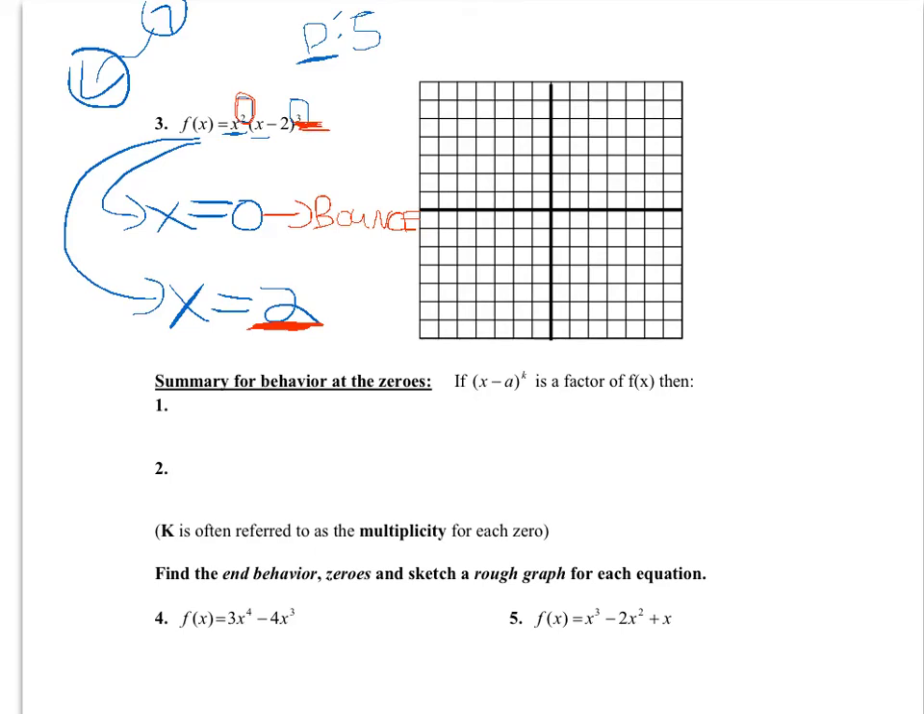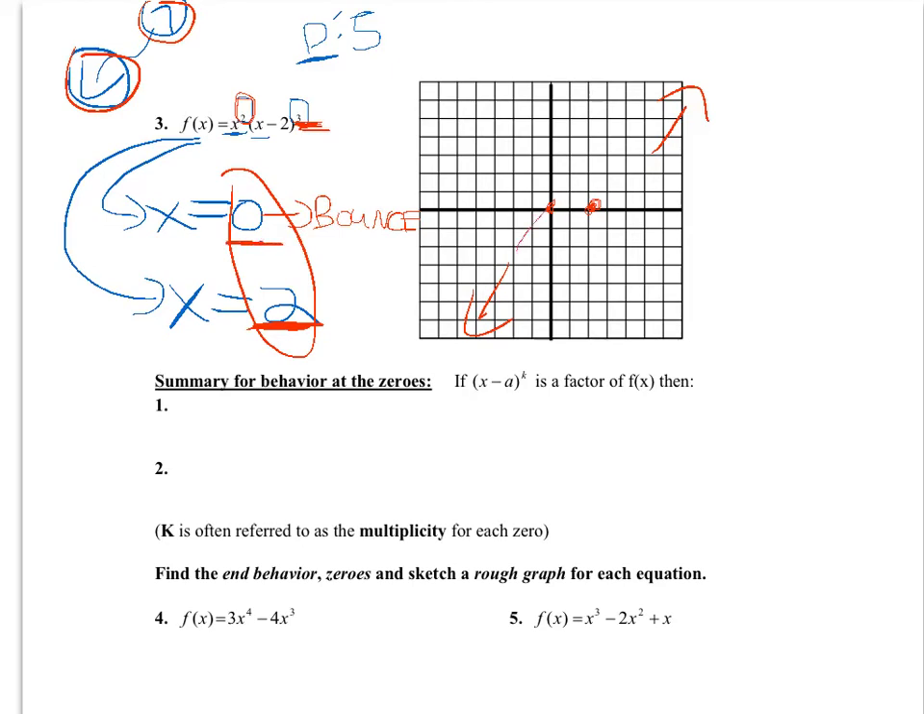So let's put all this together. Let's graph the x-intercepts. We have 0 and 2. Then let's put the end behavior in. Here's the end behavior. So it's going to go down to the left and it's going to go up to the right. So as I said, at 0, there's going to be a bounce.